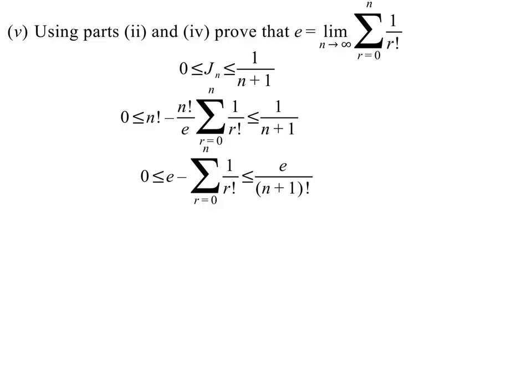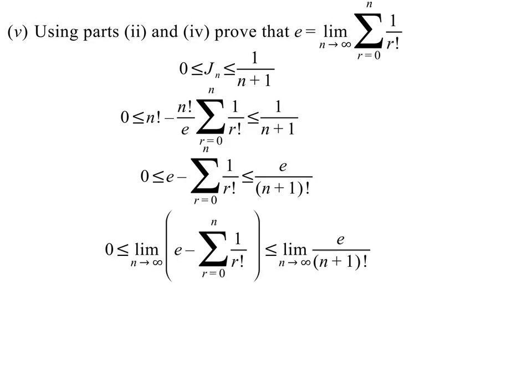I'm getting rid of this n factorial, so what have I done? I've multiplied both sides by e on n factorial. So the n factorial just became e. The coefficient of the sum disappeared. And then the right hand side now becomes e on n plus 1 factorial. So I'm going to try and trap it between 0 and 0.